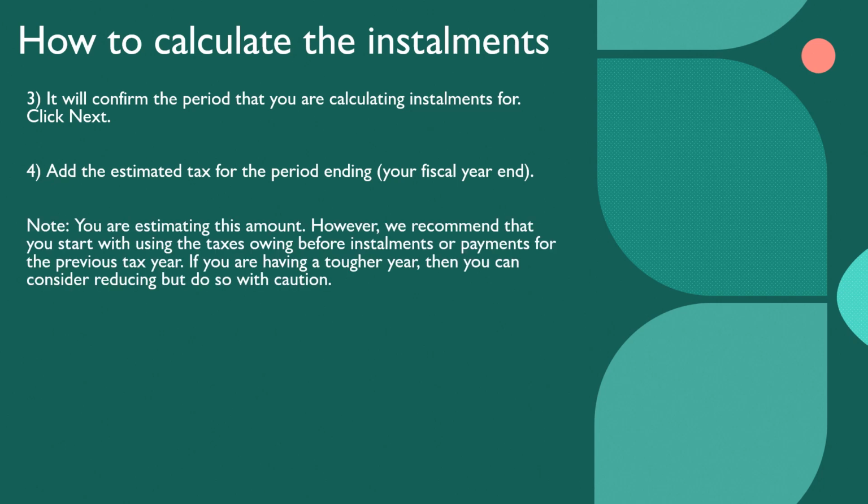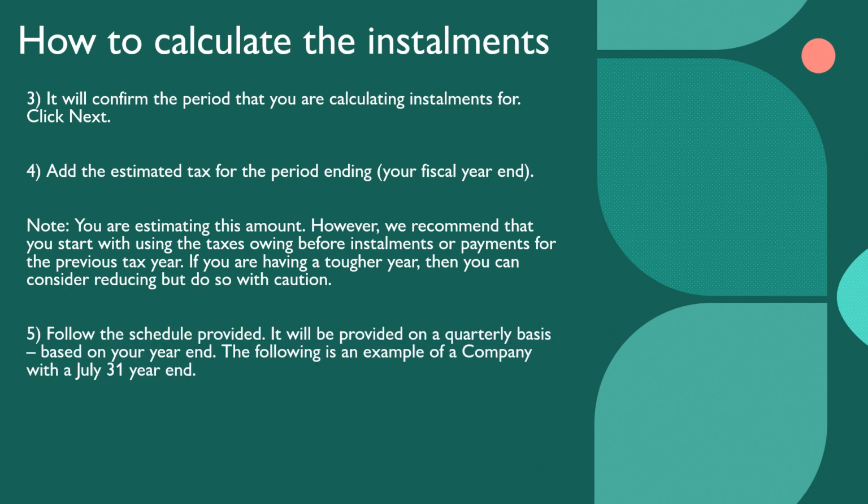You're going to add the estimated tax for the period ending for your fiscal year end. Note, you are estimating this amount. So you're estimating next year's taxes owing. If you haven't filed last year's taxes, you'll actually have to put in that as well. If it hasn't been assessed, the tool will automatically grab the most recent filing. But say, for example, you want to estimate your 2025 installments, but your 2024 return hasn't yet been assessed, it won't grab that amount for you, and you might actually be asked for both. So you'll want to put in both.